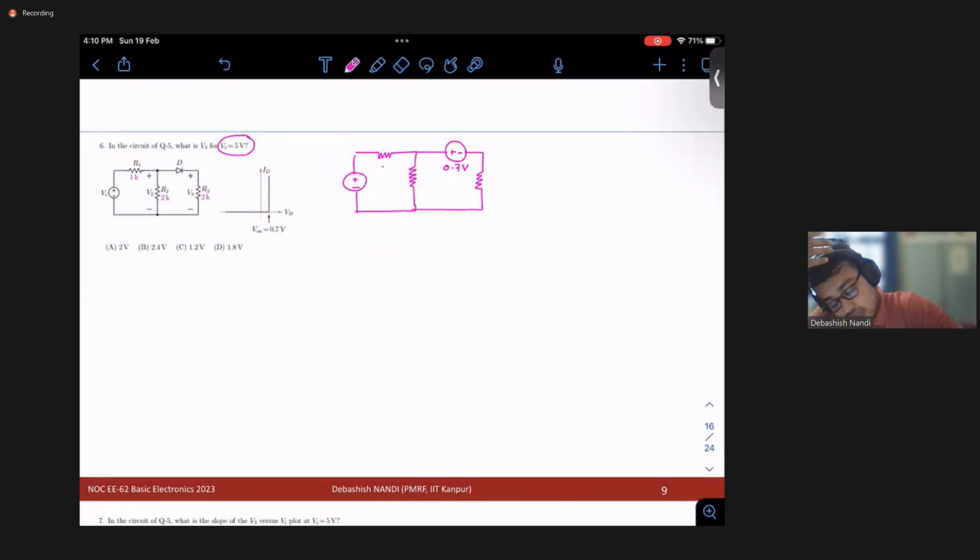So it is 1K, it is 2K, it is 2K, and it is Vi. This is R1, R2, R3. They want us to find out V3. So we have designated this VA, this is VB. So they want us to find out VB basically. We can just use KCL at node A.